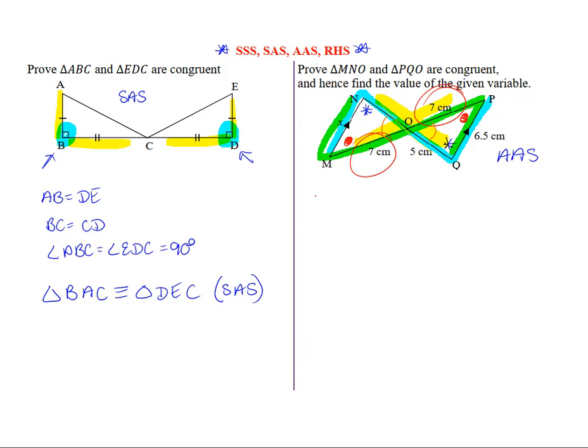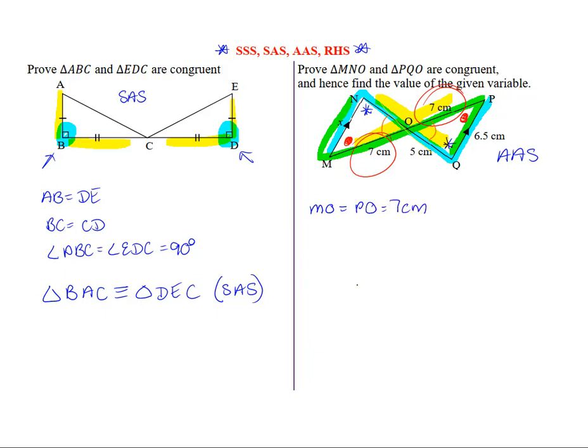And if you rotated that second triangle, that PQO, in an anti-clockwise direction, you would be able to sit it on top of the other triangle and the angles match. So I know they're congruent. I now just have to write out what I've got. So I've got that MO equals PO, which is 7 centimeters.